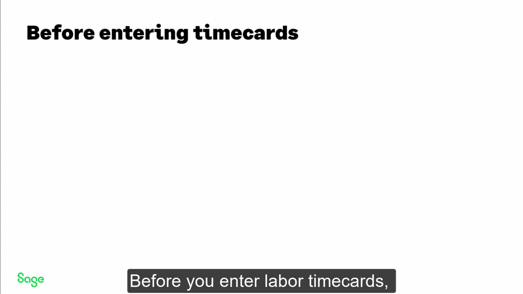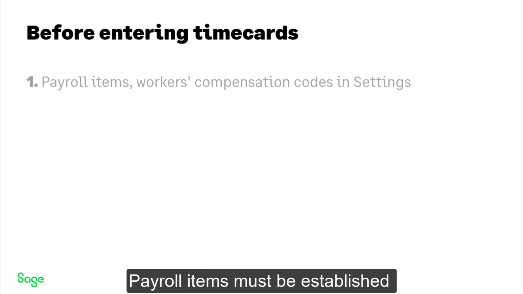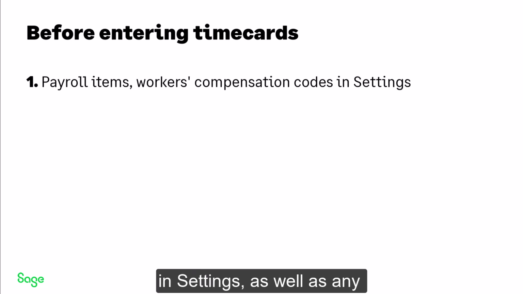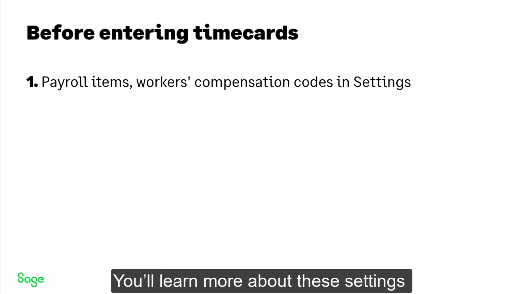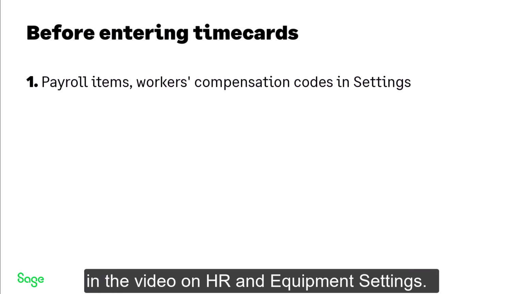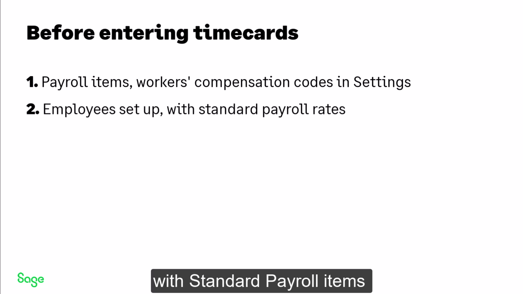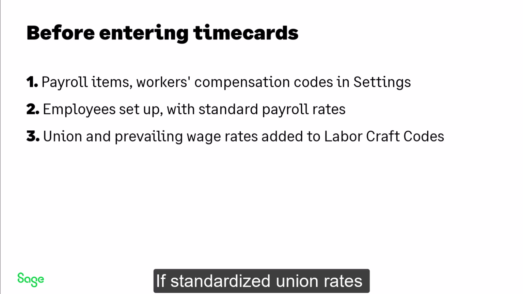Before you enter labor time cards, you'll need to have several areas already set up. Payroll items must be established in settings, as well as any workers' compensation codes you'll use. You'll learn more about these settings in the video on HR and equipment settings. Employees must be set up with standard payroll items and default rates. If standardized union rates or prevailing wage rates are applicable, you can use labor craft code items to establish the base rates, burden rates, and bill rates to be used on time cards.